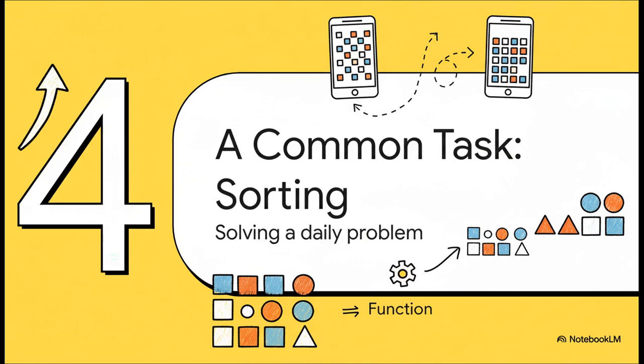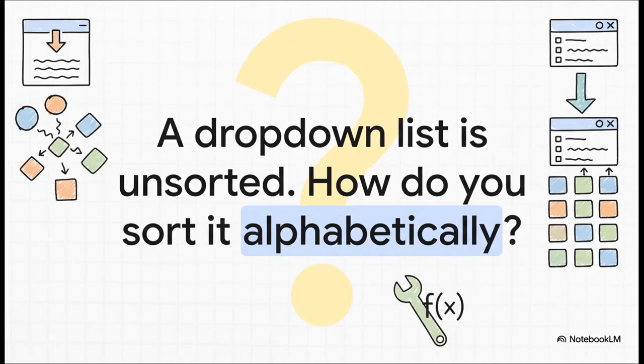Okay, that was a pretty deep dive into a powerful multi-step process. So now let's zoom back out and see how a single, super simple function can solve a nagging problem you will run into all the time. You've all seen this, right? You have a drop-down menu with a list of locations or categories or whatever, but they're just jumbled. They're in whatever random order they were entered into the data source.